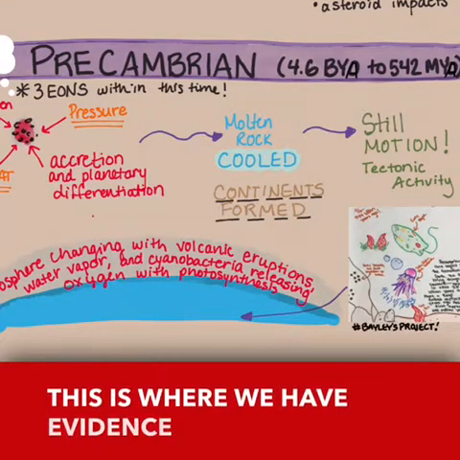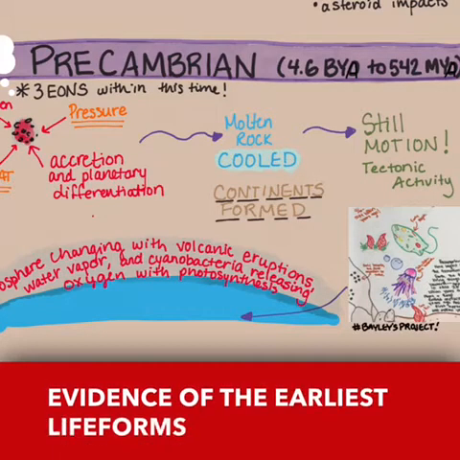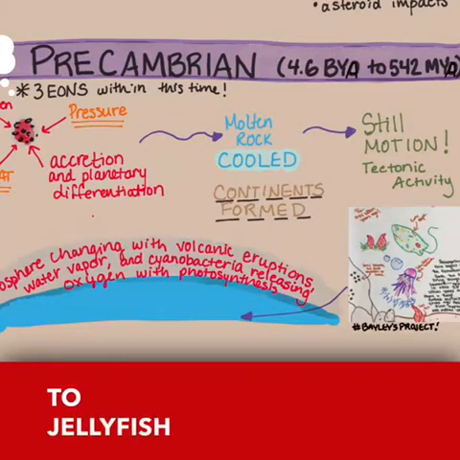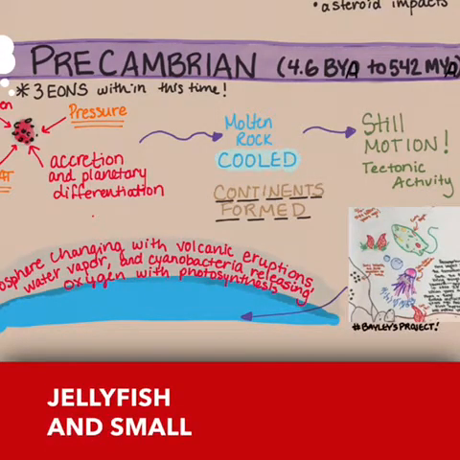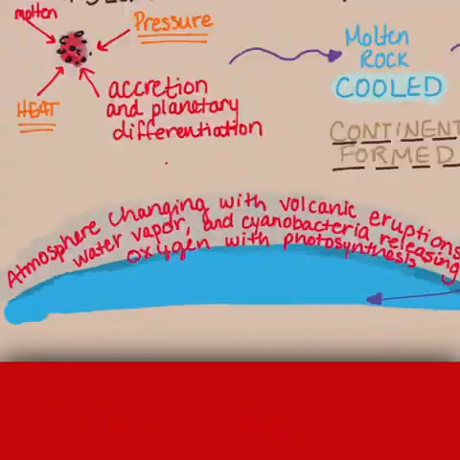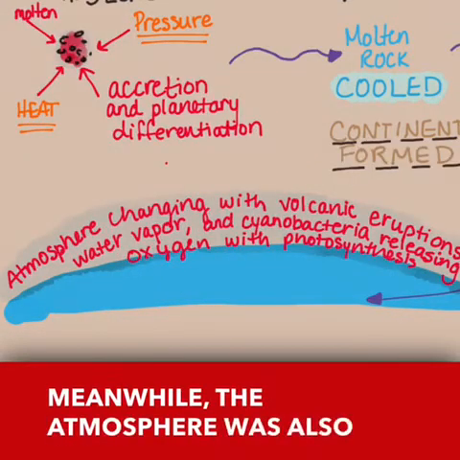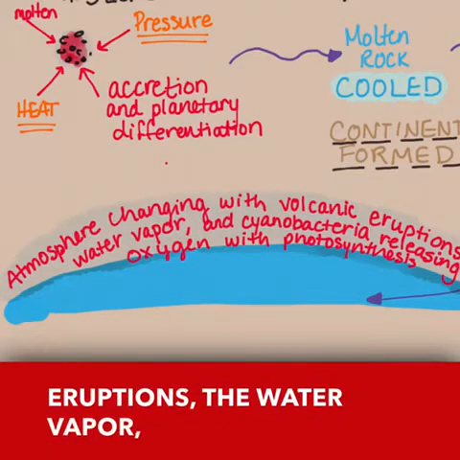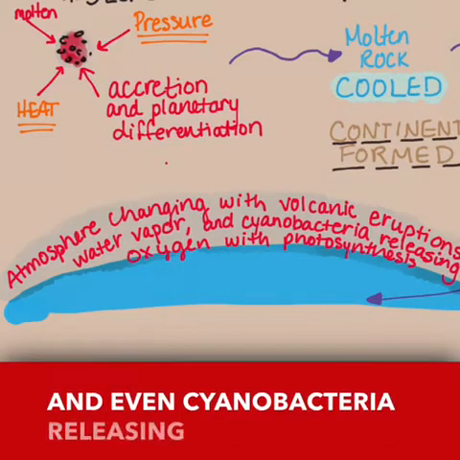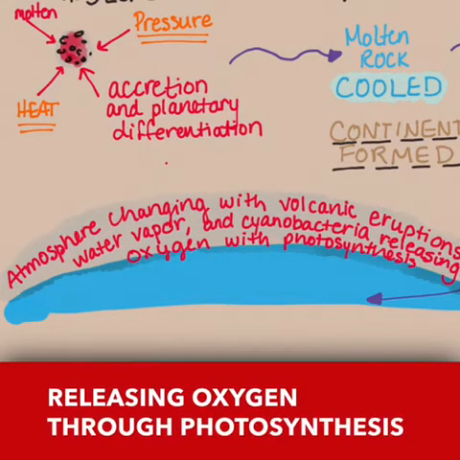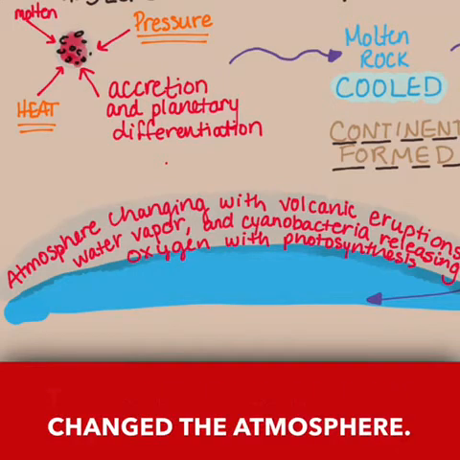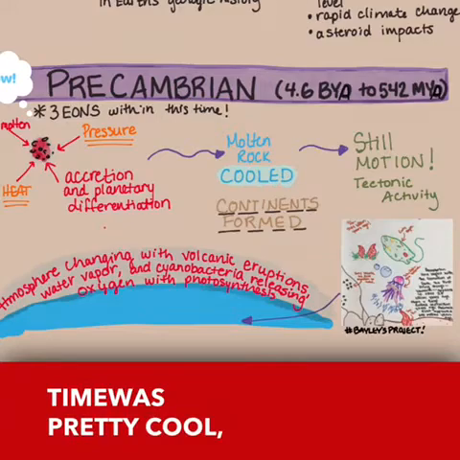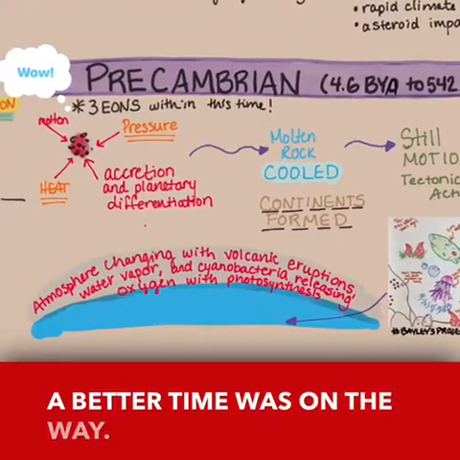This is where we have evidence of the earliest life forms, from early algae and bacteria to jellyfish and small aquatic organisms. Meanwhile, the atmosphere was also changing during this time. The volcanic eruptions, the water vapor, and even cyanobacteria releasing oxygen through photosynthesis changed the atmosphere. While the Precambrian time period was pretty cool, a better time period is on the way.